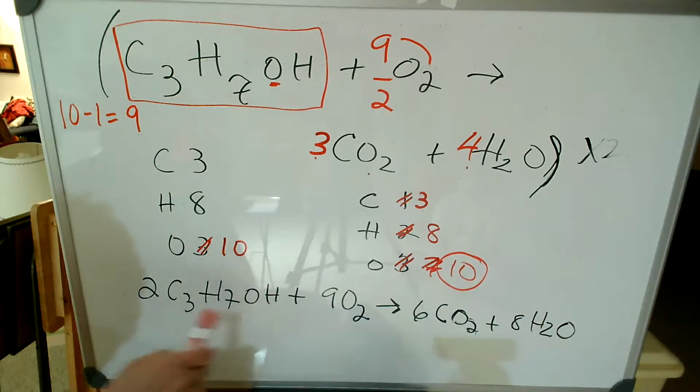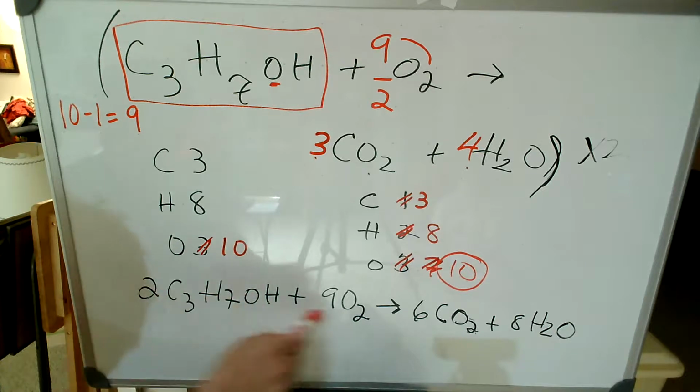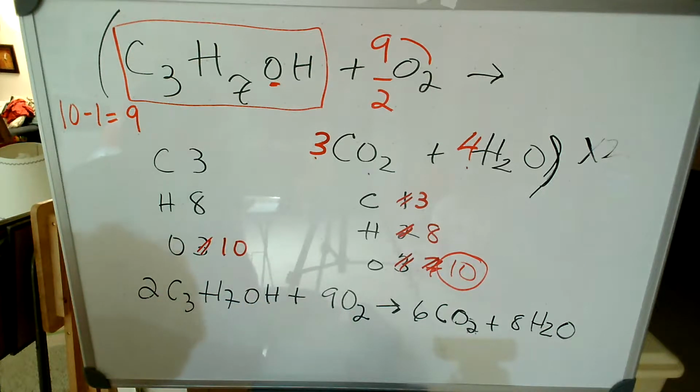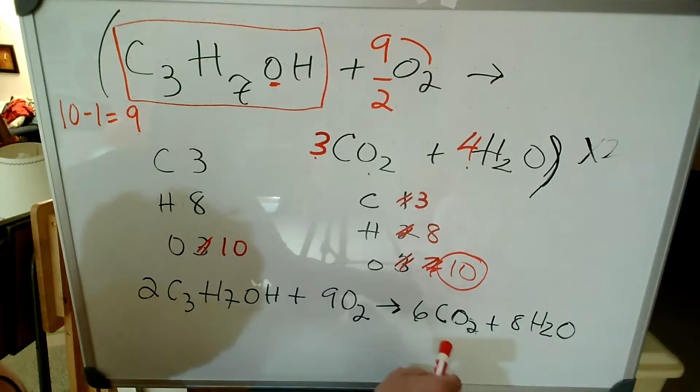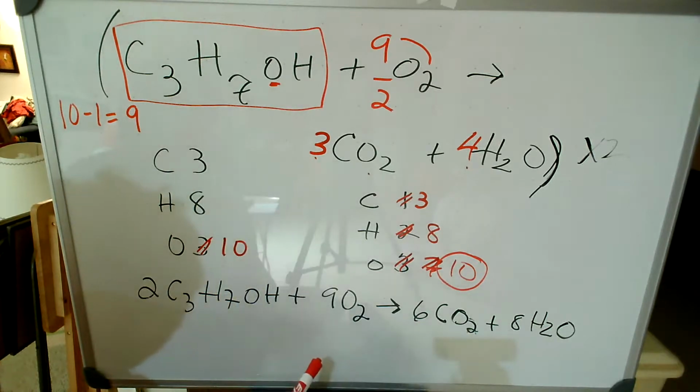It's like writing the formula twice. 2 oxygens and 18 oxygen is 20. And now the other side, 6 times 2 is 12, plus 8 is 20. The reaction is balanced. We're done balancing reactions for now. The next equations that we'll be balancing will be redox, but that won't happen probably until next week. Okay, now you're done.